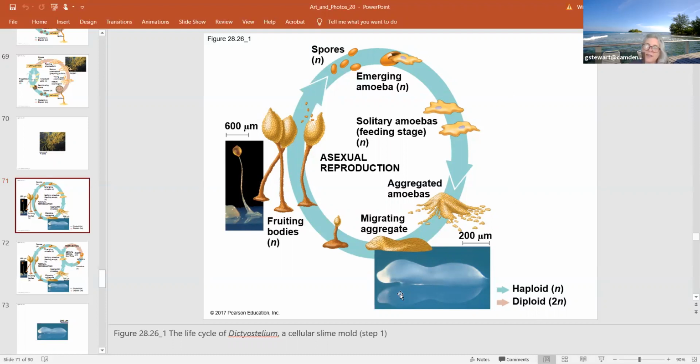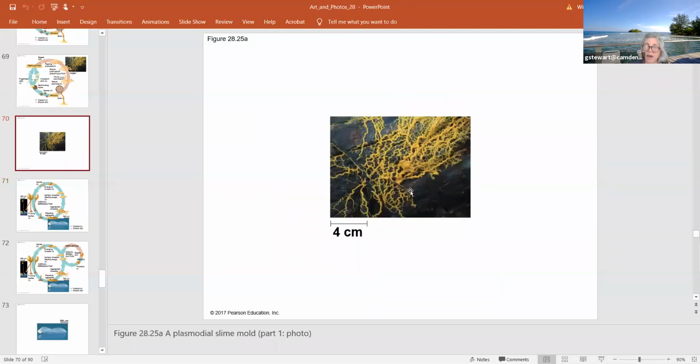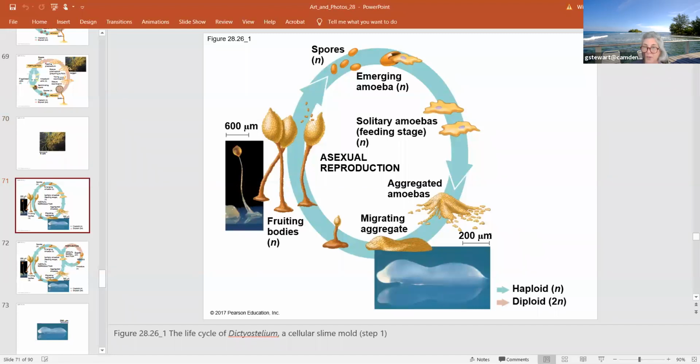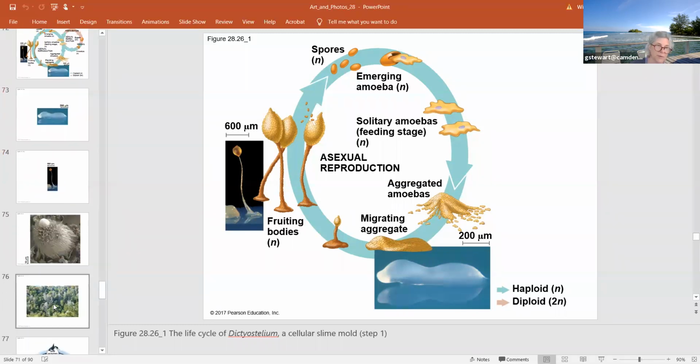And this is called a cellular slime mold because it doesn't make that huge mass that you would be able to see on a tree or on some leaves. It's more like an amoeba. This is microscopic, right? 200 micrometers. But they do have these amoebas that aggregate and then form these fruiting bodies. But again, 600 micrometers. You wouldn't be able to see this without a powerful microscope.